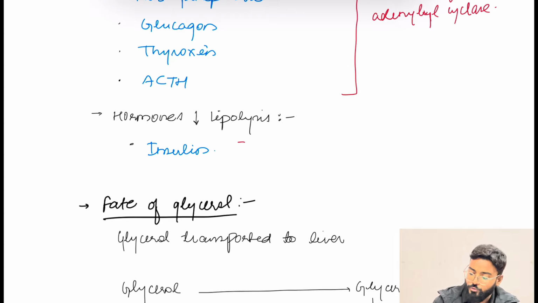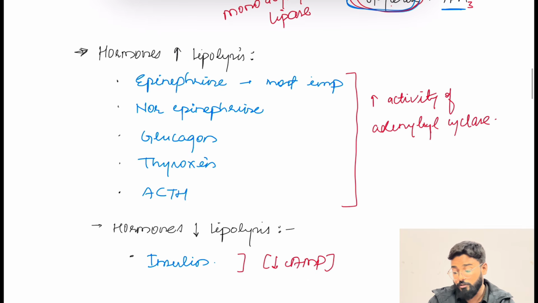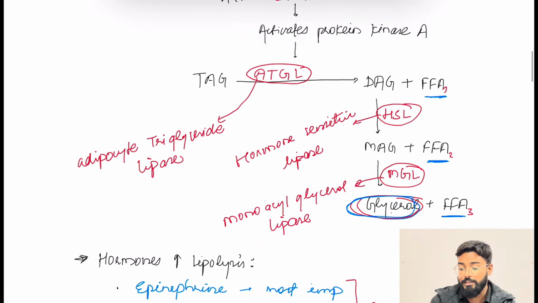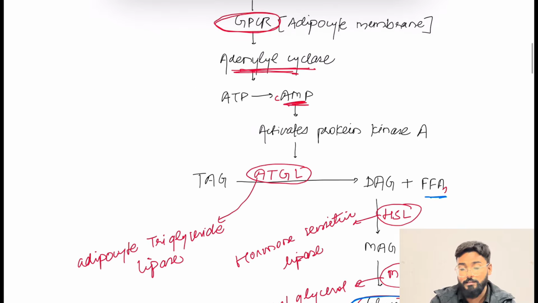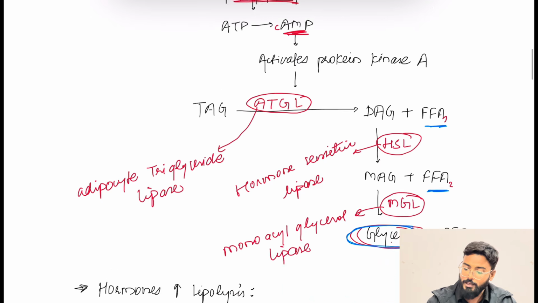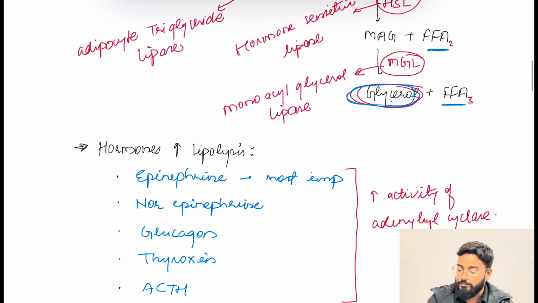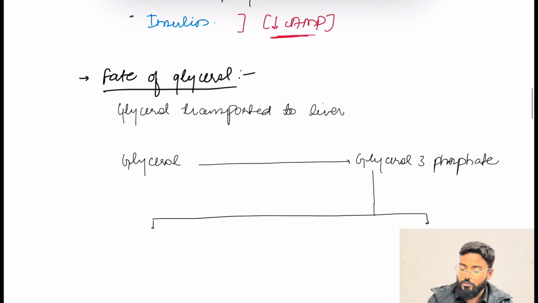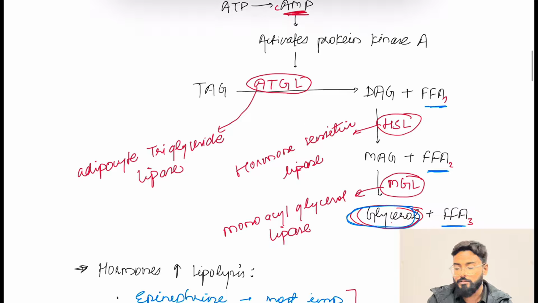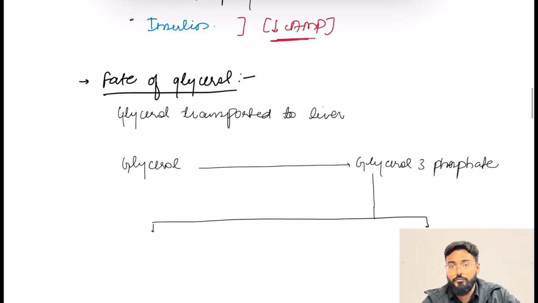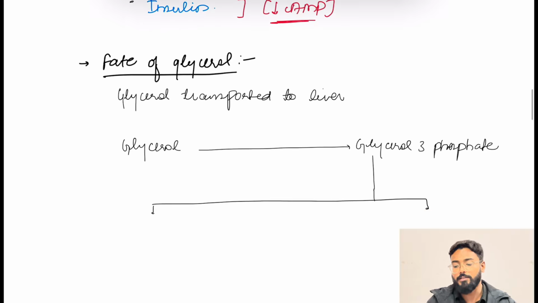It is going to do so by decreasing the cyclic AMP. So when insulin is released, it is going to decrease the cyclic AMP, which further is going to suppress the process of lipolysis. So this is the process of lipolysis that we just saw. Now we have two components, the fatty acid and glycerol. So what is the fate of glycerol in the process of lipolysis?